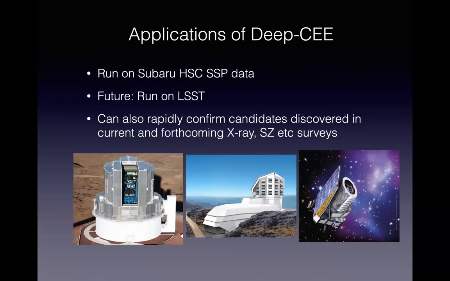Maybe even try and get it in somewhere towards the end of the pipeline of LSST for the UK version of the data access center. But it could also rapidly confirm candidates discovered in current and forthcoming X-ray and SZ surveys. So you could do the thing I showed before, a galaxy cluster zoo as it were, and just show the location on the sky in SDSS or LSST, etc., and get it to confirm whether there's a cluster there without need for human interaction.